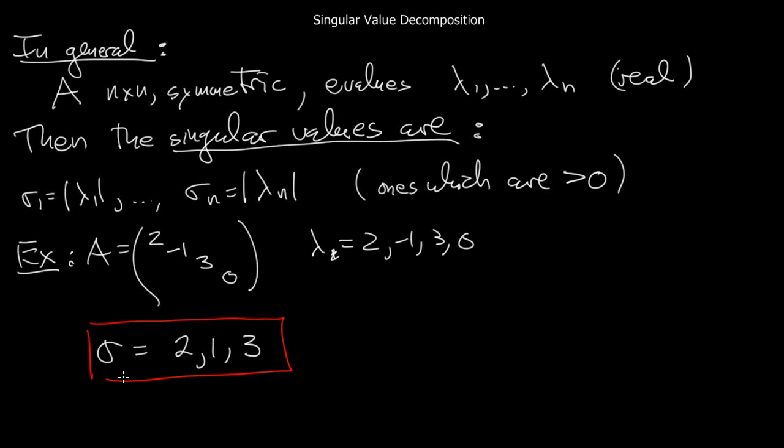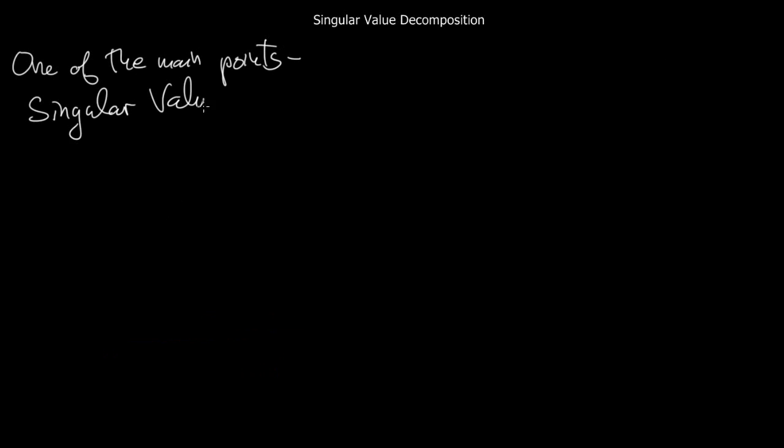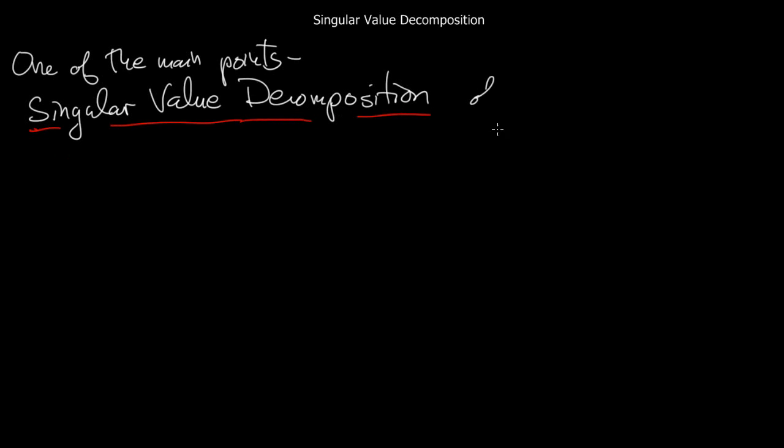All right, well, one of the main points of the theory of singular values is something called the singular value decomposition. Okay, so this is one of these decomposition theorems. We've seen a couple of different kinds of these before. It's a sort of nice way of writing a matrix. And in this case, the main point is matrices which aren't square.